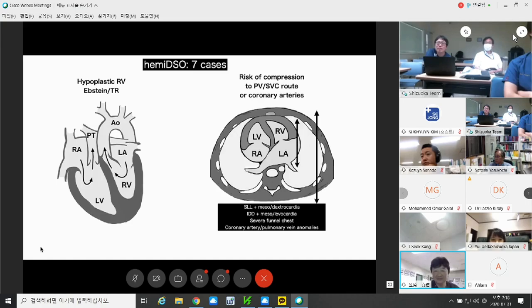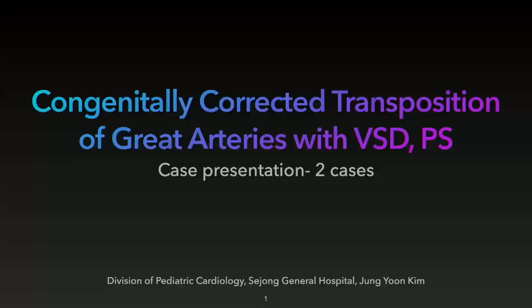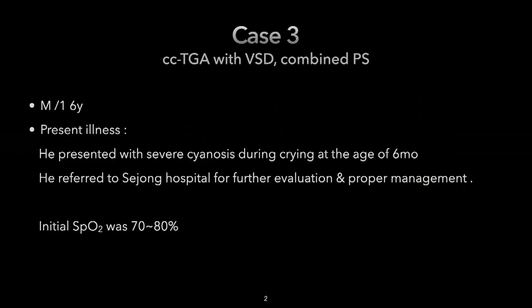It's a ccTGA VSD PS case. Dr. Jonghyun Kim. Let's start now. Okay. I'll start my presentation. Good evening, everyone. I'm Jonghyun Kim, a pediatric cardiologist at Sejong General Hospital. I will show you just one case of ccTGA with VSD and PS. A 6-month-old baby boy presented with cyanosis during crying. He was referred to our hospital for further evaluation and proper management.